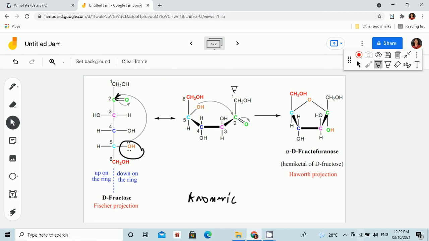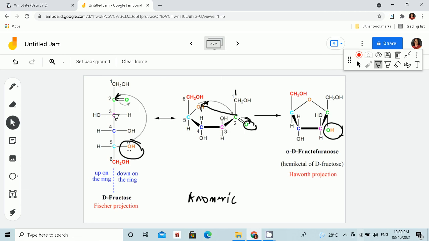We have the carbon 1, CH2OH, and then carbon 2, carbon 3, carbon 4, carbon 5, and then the oxygen here. Since it attacks our C2, it will form a bond, and the H here will be attacked by the oxygen in our C2, forming OH here. See that one? OH. Again, this OH is not the same as the OH here. So again, all that lies on the right side will be projected below the ring.